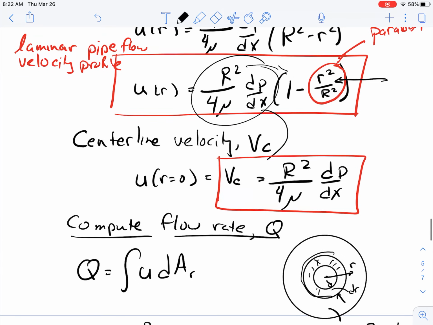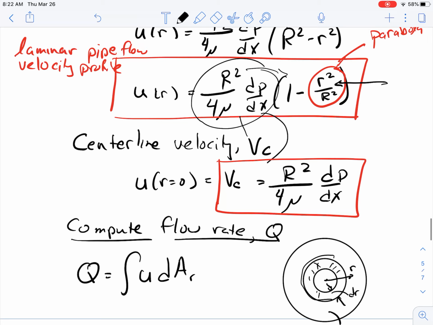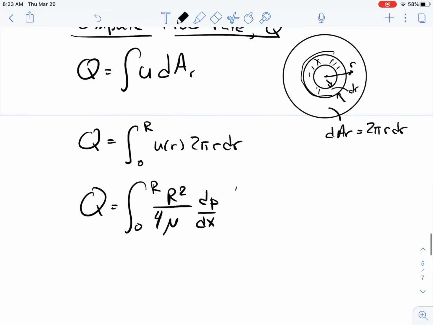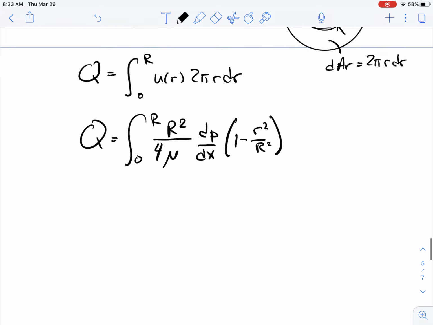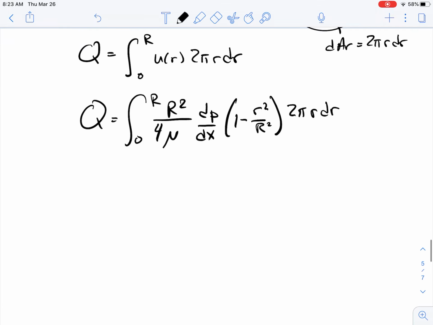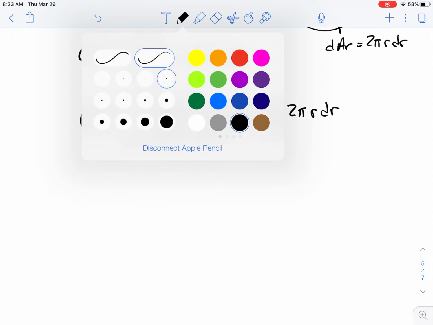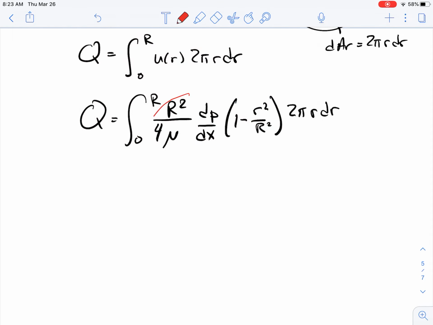So I'm just copying this over here: R squared over 4 mu dp dx times 1 minus r squared over R squared. Then we have to multiply that by our 2 pi r dr. And there's a bunch of this that's just a constant. So this here is all a constant, and 2 pi is a constant.